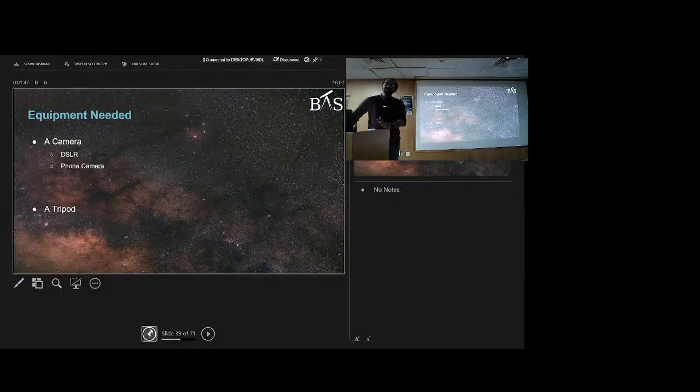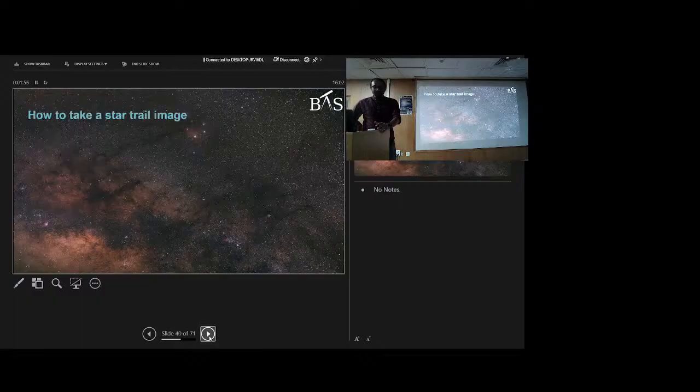The second thing we need is a tripod, which will stabilize the camera so that the shots are in the same frame. We follow some basic rules. The first thing is to frame the target. We can have a nice foreground object there.